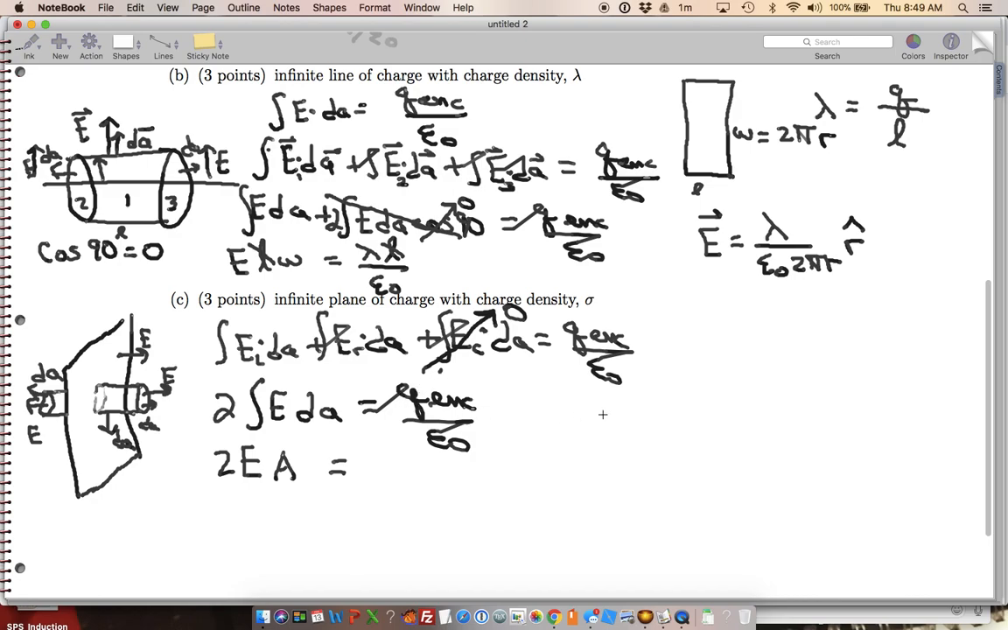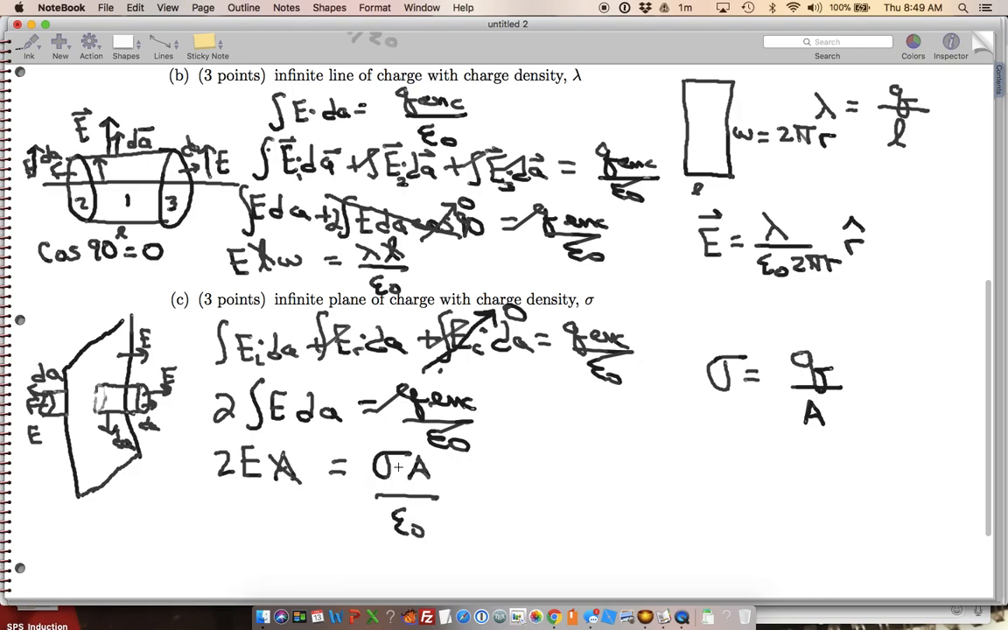Q enclosed. They tell me the surface charge density. So I know surface charge density is Q over area. If I want to plug that in, I'm going to say Q is equal to sigma times area. So I'm plugging in sigma times area for Q enclosed. This area here is the same as this area here. So these two areas are the same. That's what I'm enclosing over epsilon naught.